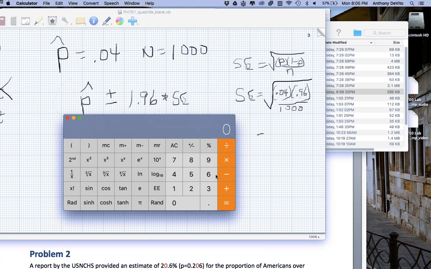0.04 times 0.96 is equal to 0.03, divided by 1,000 equals that number. That seems like a remarkably small number. But keep in mind, we're working with proportions here. Like 0.01 times 0.01 would be 0.0001, right? But when we find the square root of it, the number which multiplied by itself gives it, it becomes a larger number.